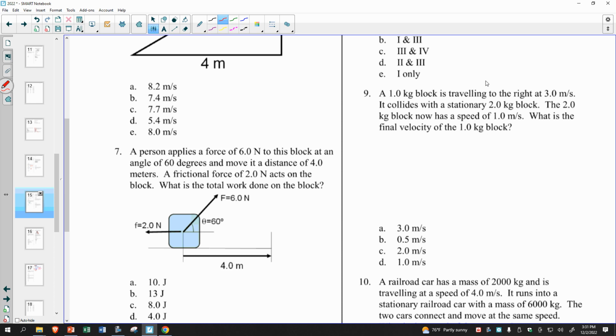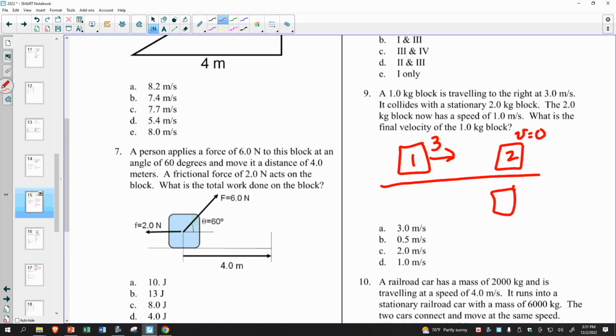And then we move to momentum, linear momentum. That's like number 9. I find it really useful in questions like number 9 to draw a picture. So for example, I would draw my 1 kilogram block traveling to the right at 3 meters per second, and it collides with a 2 kilogram block, which has 0 velocity. That would be my first state. Then my 2 kilogram block now has a speed of 1 meter per second, and I want to know the speed of my 1 kilogram block. I find drawing pictures like that really helps me.